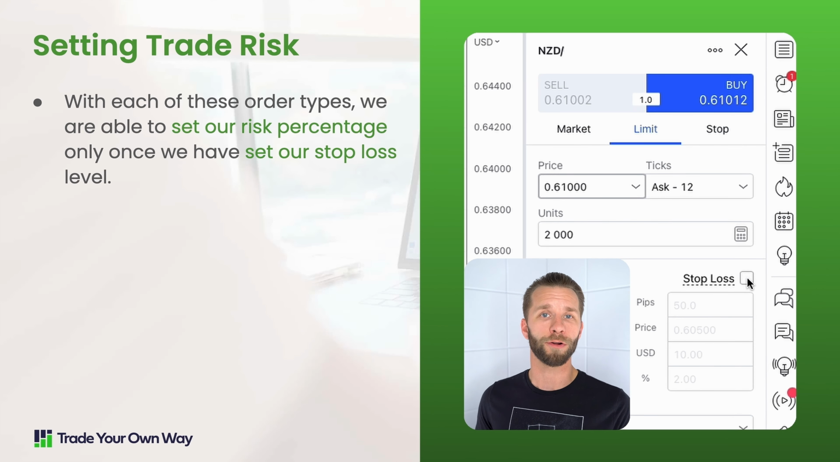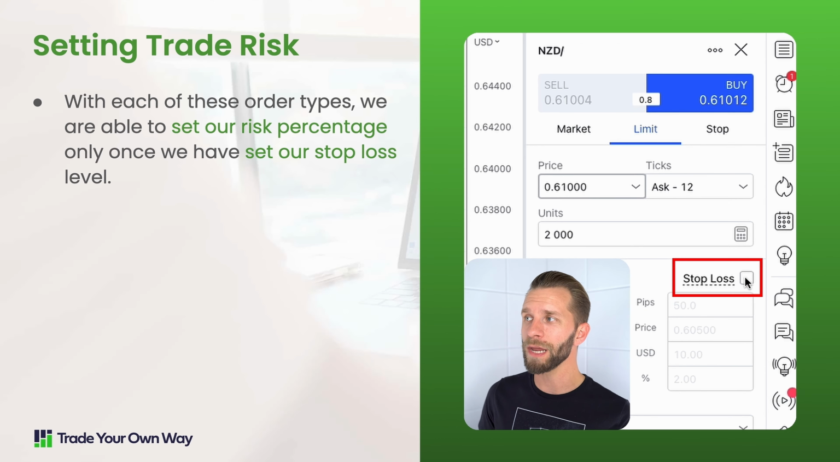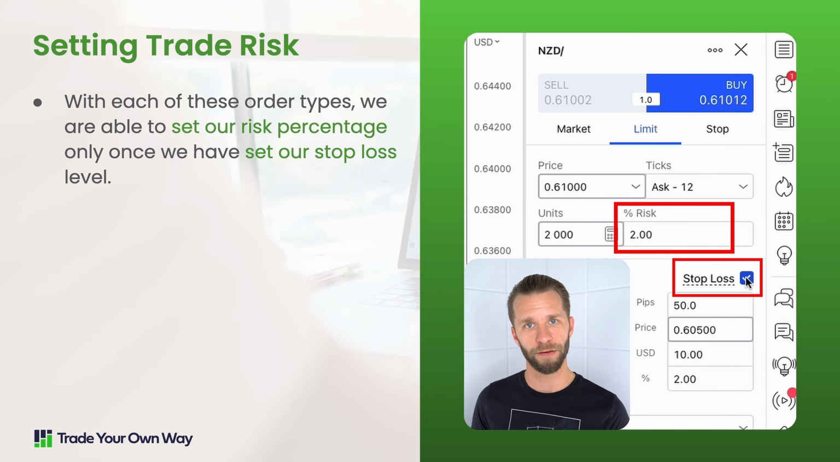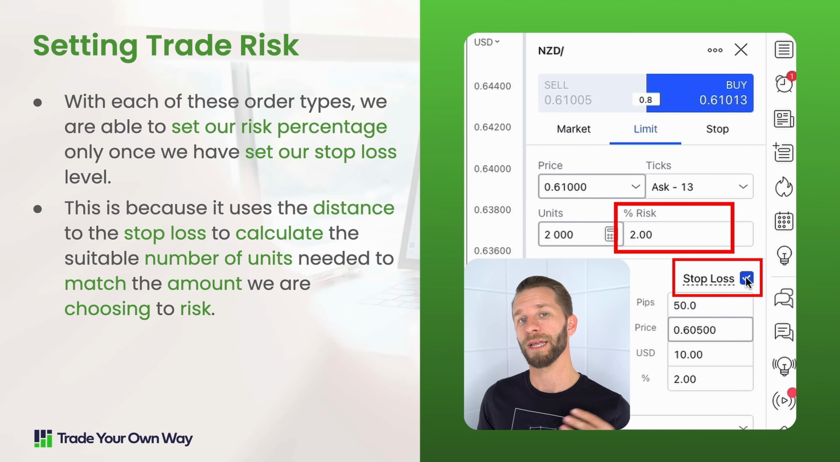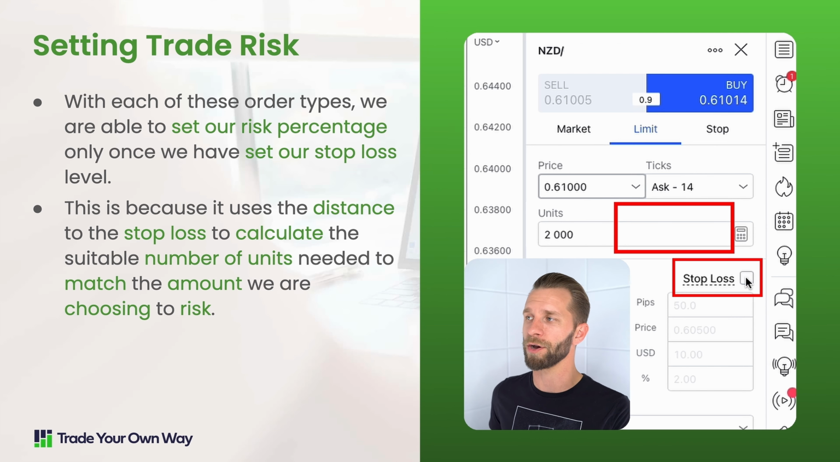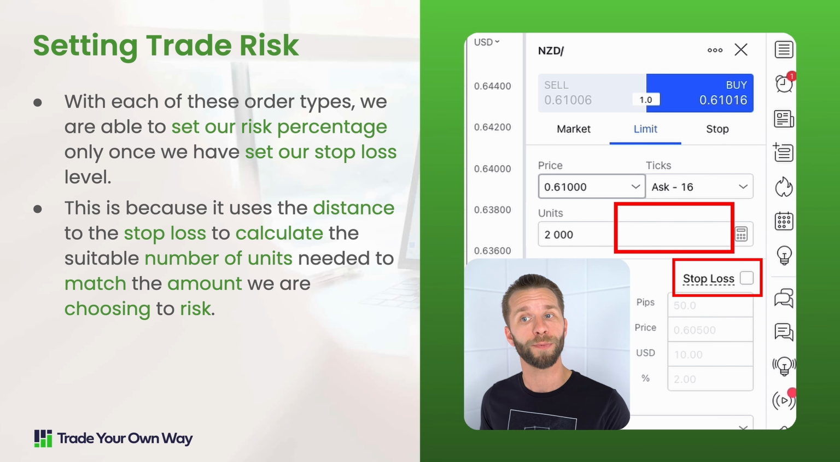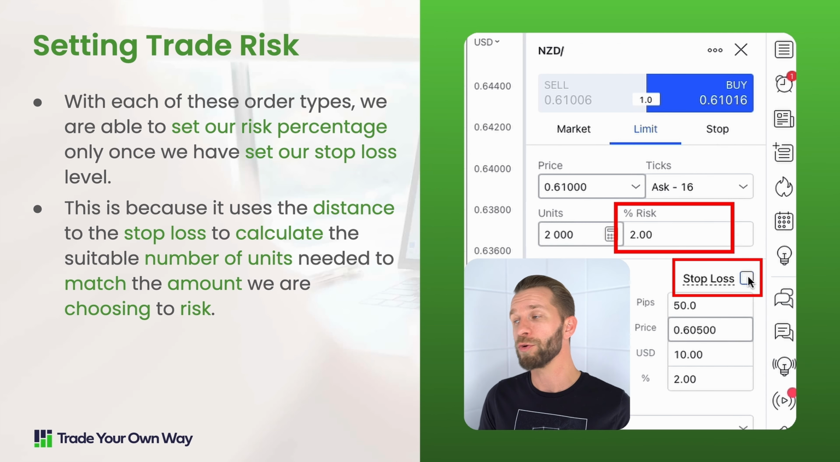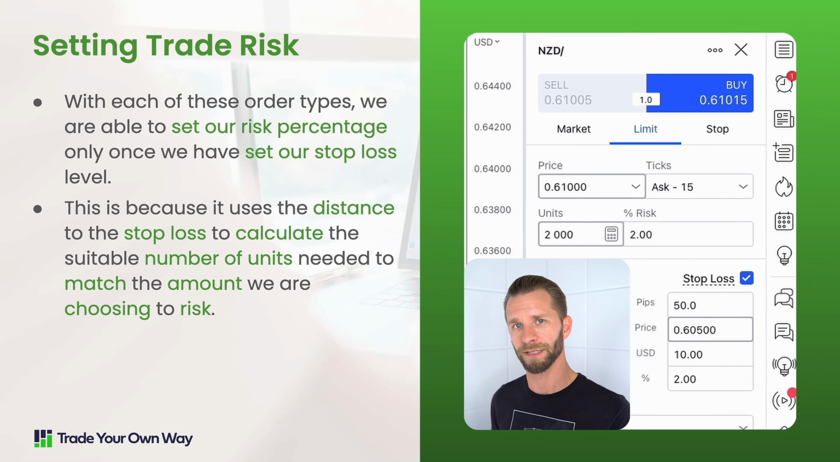With each of these order types, we are able to select our risk for this trade only once we have set our stop loss level. This is because it uses the distance to the stop loss to calculate the suitable number of units needed to match the amount we are choosing to risk.